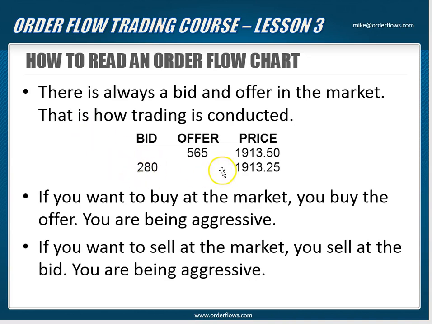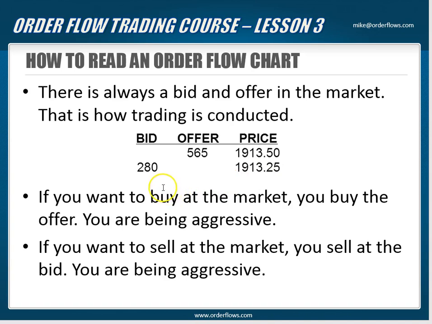Here you have the market 1913.25 bid, 1913.5 offer. The size on the bid is 280. The size on the offer is 565. If you want to buy at the market, you buy the offer. So in this case, you would buy it at 1913.50. You are considered to be aggressive. If you want to sell at the market, you sell at the bid. You are being aggressive as well. Whenever you go to the price where the market is bid or offered, you are being aggressive.